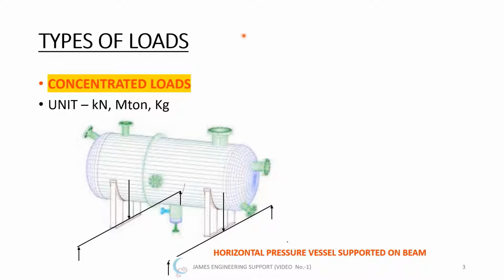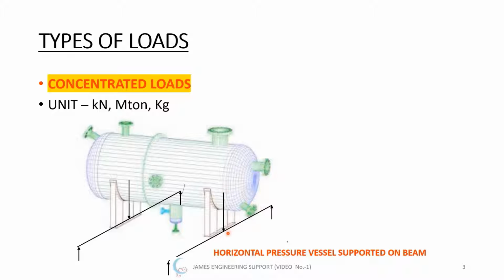So first we will discuss the concentrated load. In this figure you can see the horizontal pressure vessel supported on two beams. These two saddles could be fixed or free, meaning the movement is allowed in one direction. The vendor will provide you the data like vertical load, meaning dead load, live load, operating load, its test load. At the same time, some fixtures are there, so that load will also be provided by the vendor. Vendor means the person who manufactures this vessel.